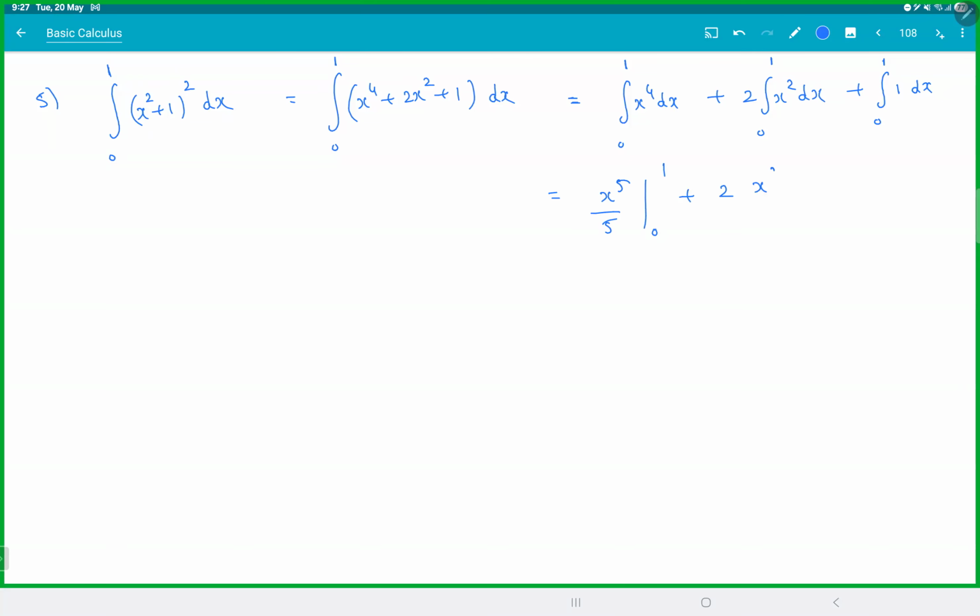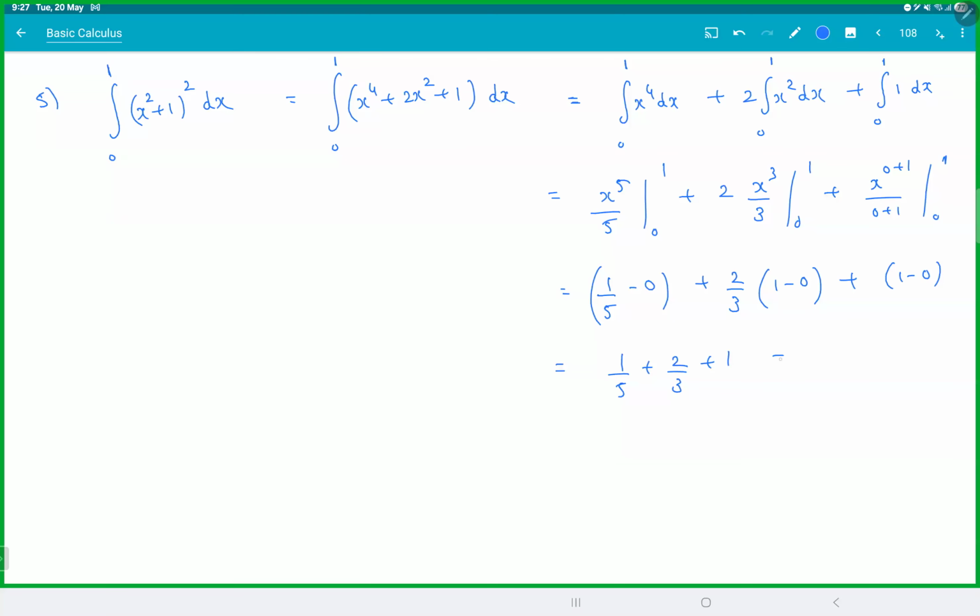This is 2 into x cube by 3, 0 to 1. That is x power 0 plus 1 by 0 plus 1, 0 to 1. So integral dx is x basically. This is 1 by 5 minus 0. This is 2 by 3, 1 minus 0. This is 1 minus 0. So 1 by 5 plus 2 by 3 plus 1. How much is this? 3 plus 10, 13 by 15. 13 plus 15, 28 by 15.